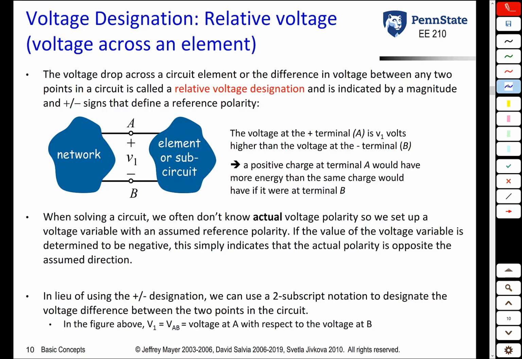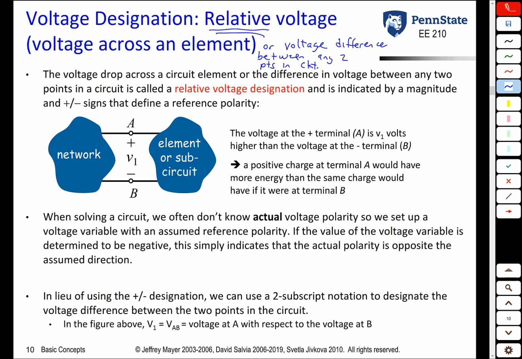When we talked about current, we saw that you had to have both a magnitude and an arrow. Likewise, when we talk about voltage designations, you need two things. You need a magnitude and you need a polarity. Voltage is even more complicated than that, however, because there are two types of voltages in a circuit, what we call relative voltage, which we'll talk about now, and what we call absolute voltage, which we'll talk about later. So relative voltage, we're talking about a voltage across an element in a circuit, or more generally, a voltage difference between any 2 points in a circuit.